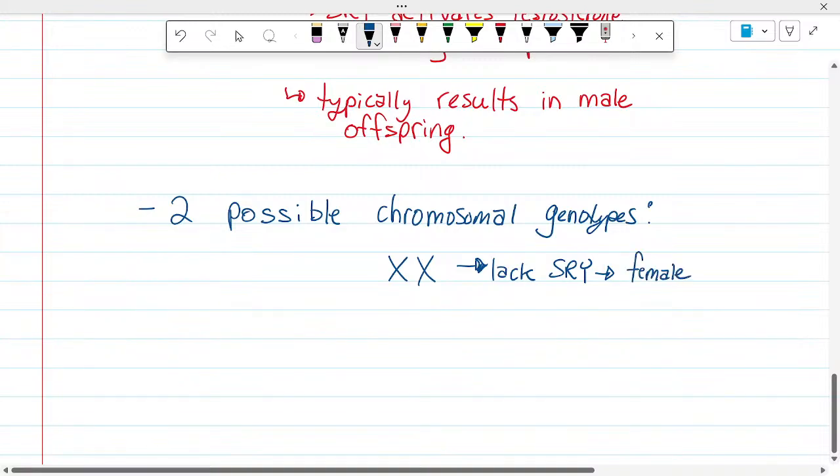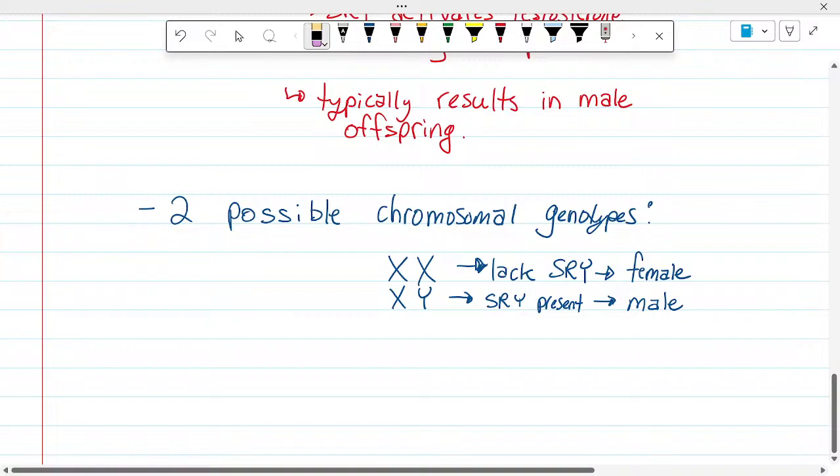Okay. What is the other chromosomal arrangement one could have? X and Y, right? And then this has SRY, which means that typically this person will be male.